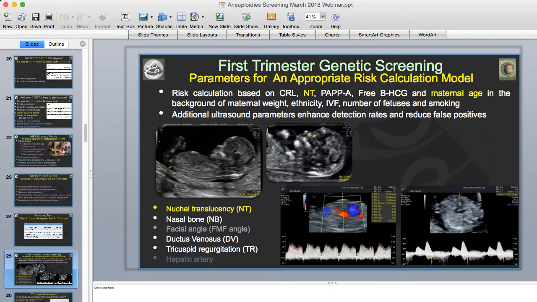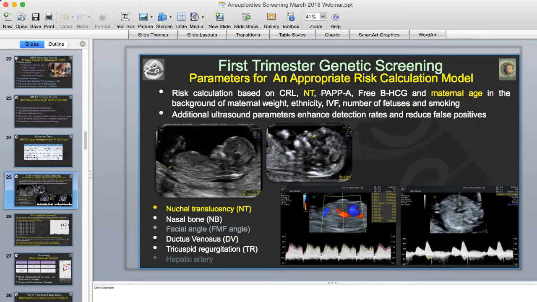And the ones that are now currently used, therefore, are what I've highlighted here: nuchal translucency forming the backbone, and the nasal bone, ductus venosus, and tricuspid regurgitation for refinement of risk. And of course, in a screening program where the payment is out of pocket, then usually people who screen either from fetal medicine or from radiology would like to offer all ultrasound markers for a full answer.